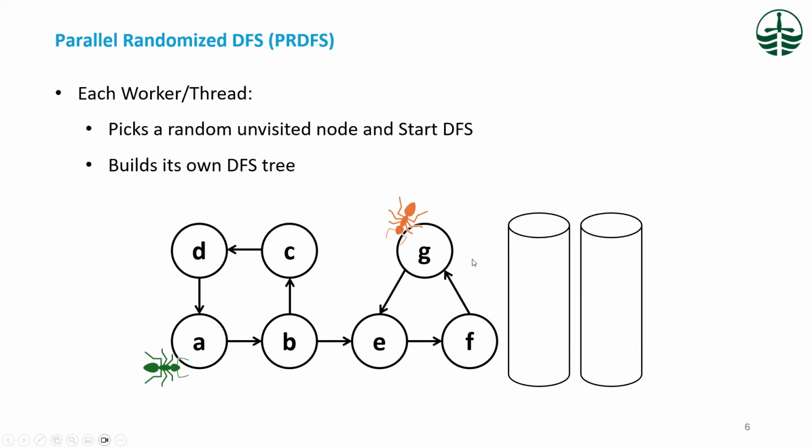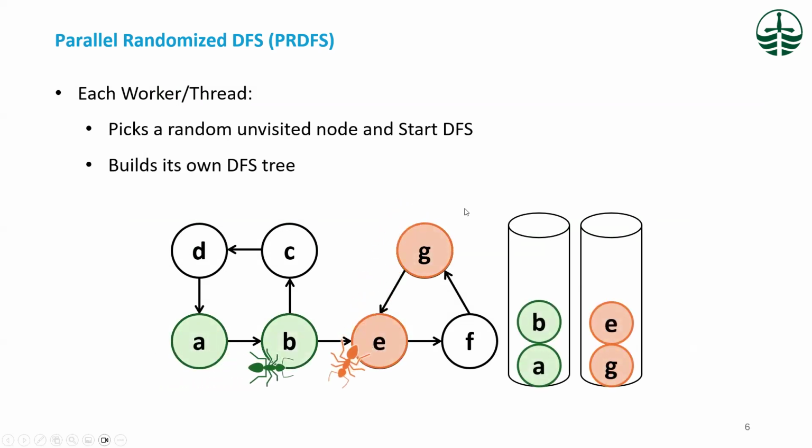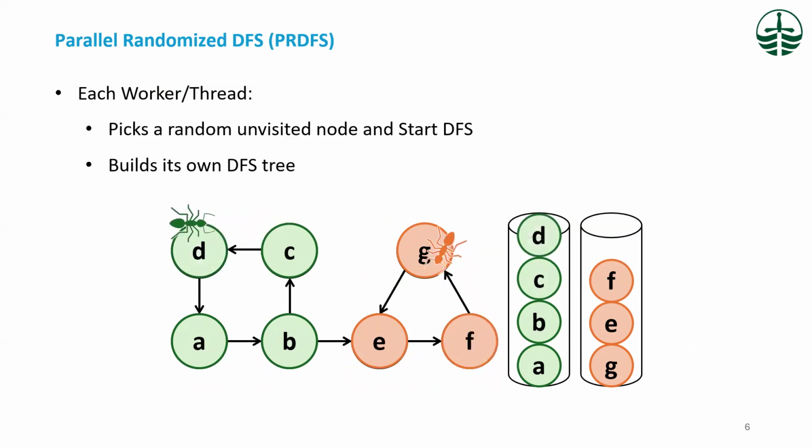In our example, maybe two workers pick two nodes, A and G. They first explore A and G, then the next ones like B and E, and next C and F. Then the orange worker has found an SCC, or a package, to G, and the green one will find another package to A. They use two local stacks for themselves, identify the two SCCs, and build their own DFS trace. This is how PRDFS works.